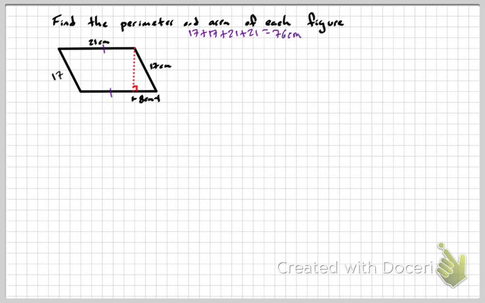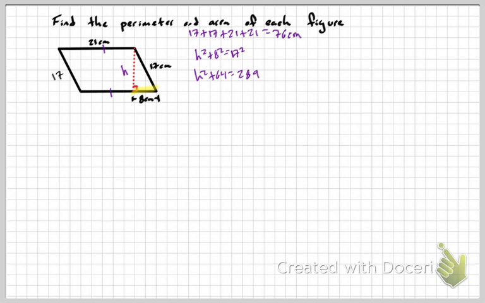Pretty straightforward. Now for our area, we need to find the red dotted height. What's happening in this diagram is that this length in yellow is 8 centimeters. So to find our h, we have to use the Pythagorean theorem, because notice that we have a right triangle right here. The h and the 8 are our legs, so h squared plus 8 squared equals 17 squared. H squared plus 64 equals 17 squared, which is 289.